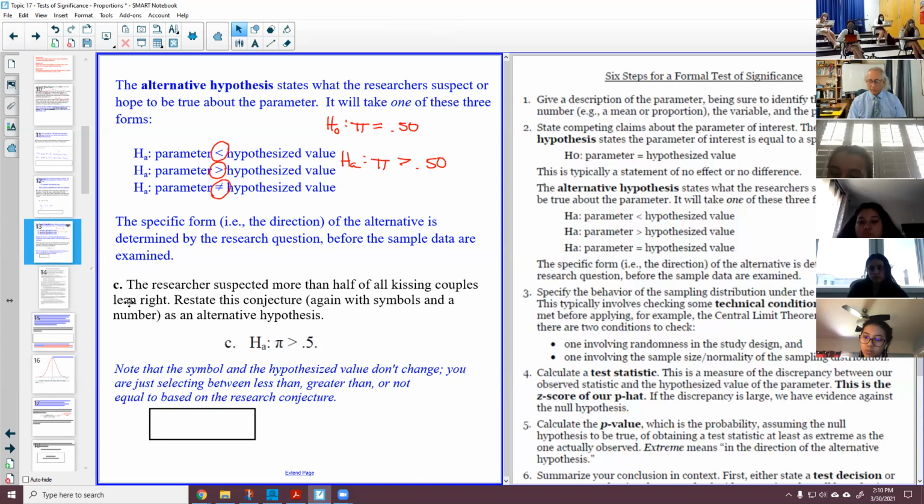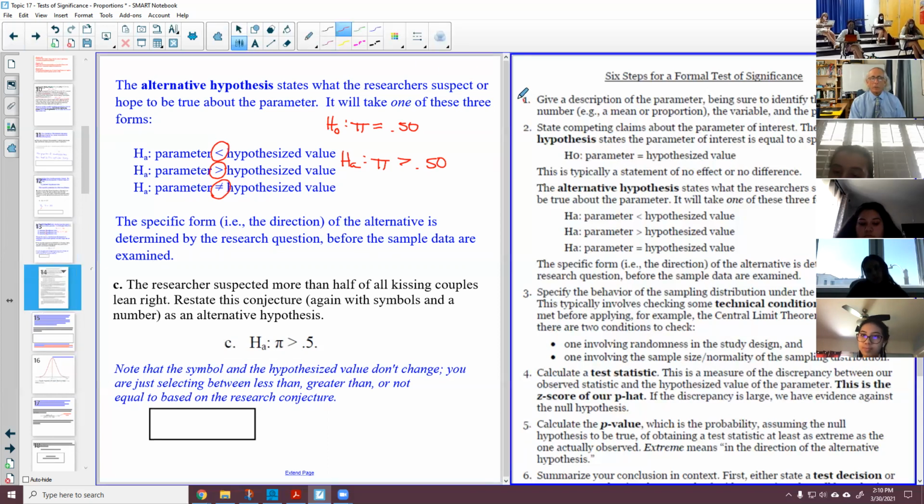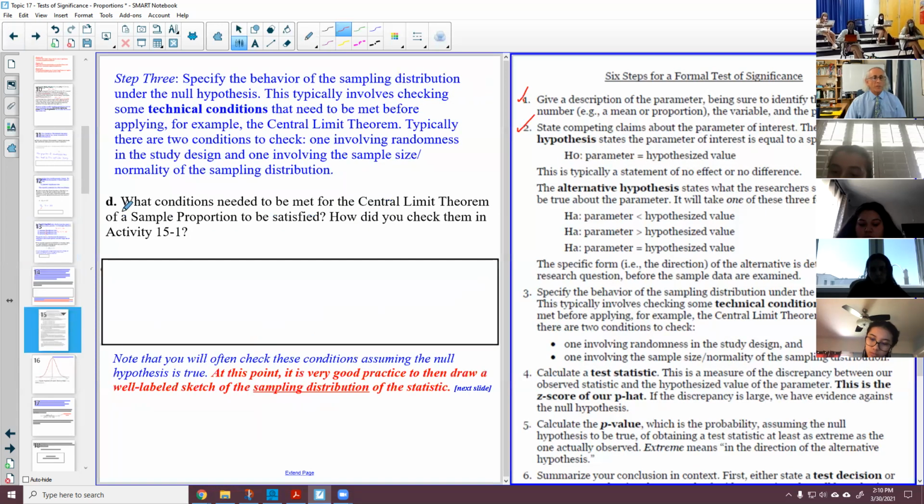Okay, that was step 2. So we did step 1 and we did step 2. Now we're going to go to step 3. What a great idea. So step 3 says, specify the behavior of the sampling distribution under the null hypothesis.